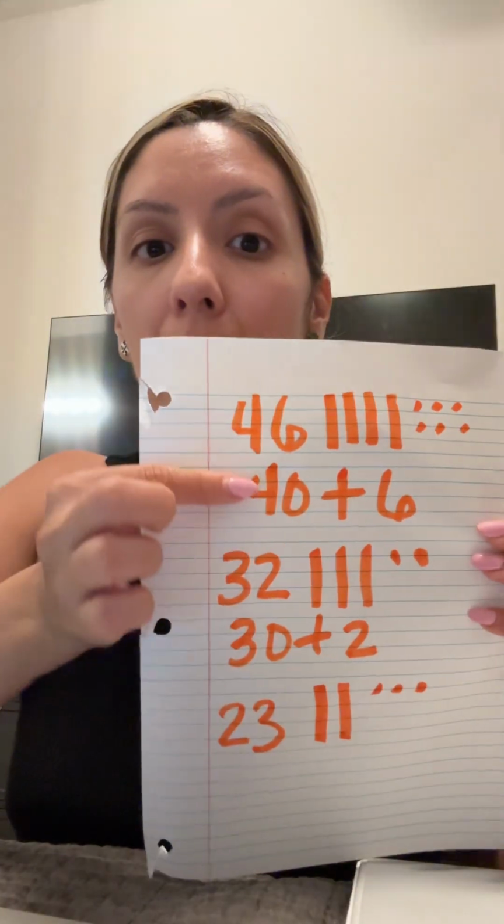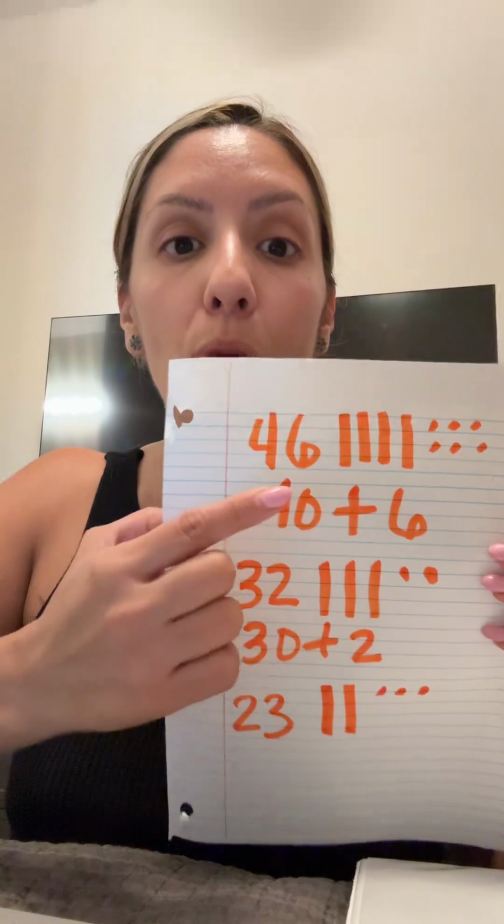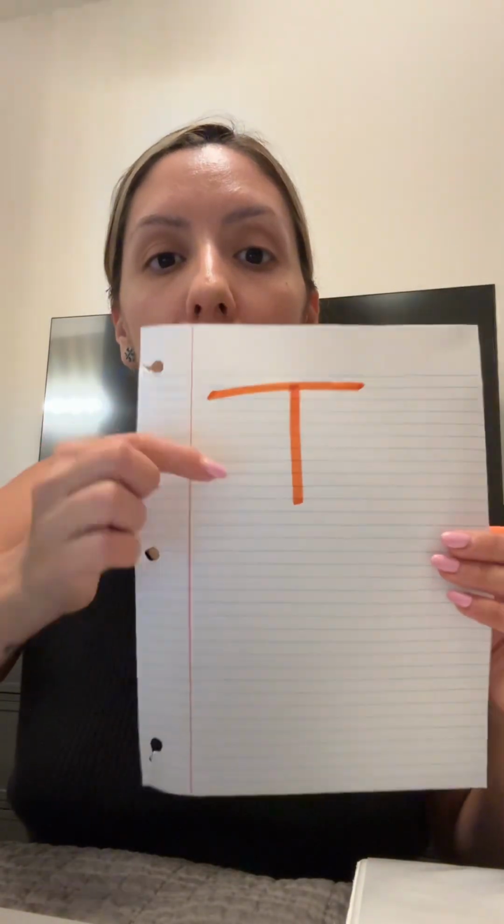Practice with numbers on your worksheet. Remember, the first digit tells us how many tens, and the second digit tells us how many ones. So tens and ones. Another cool little trick that I usually like to do when I'm still having a hard time understanding is a little T model. You see that? It's a big T. I like to label one as T for tens and one as O for ones.